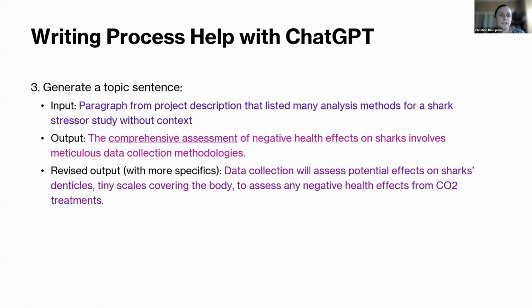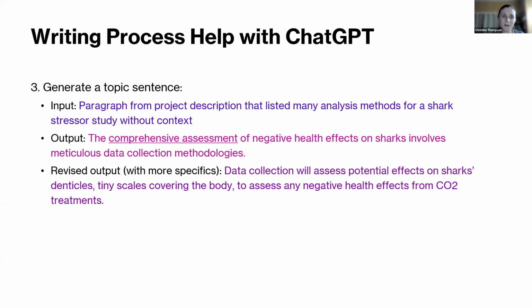A third use is generating a topic sentence. I don't have the whole paragraph here, but the input was a paragraph from a project description that listed many analysis methods. It came out with this output topic sentence, which I felt was very generic. And this comprehensive assessment was wording that I had seen appear a lot in some of these outputs and what the students use.